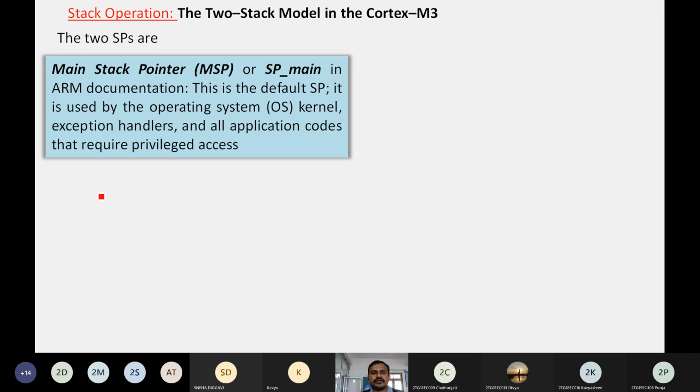As we are going to observe, there are two types of stack. One stack is the main stack, another one is the process stack. To operate with the individual stack, we need to use a separate stack pointer. So MSP is the main stack pointer, which is the default. Whenever we want to change, we need to go for a change in the stack pointer. It is used by the operating system, OS kernel, exception handlers, and all application codes that require privileged access.